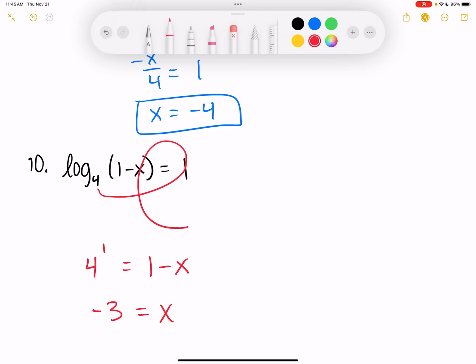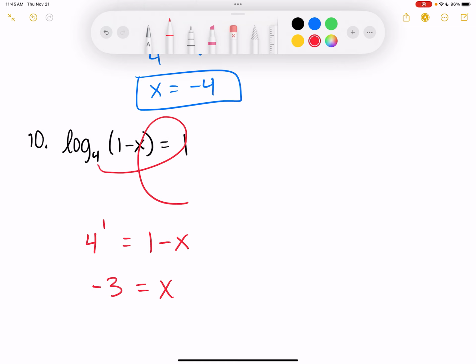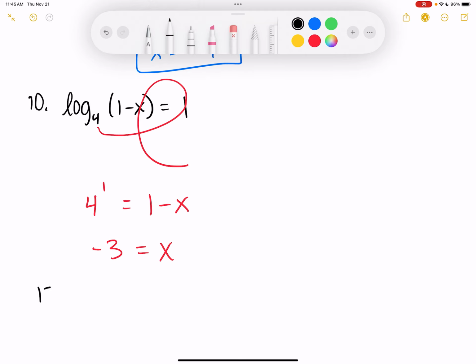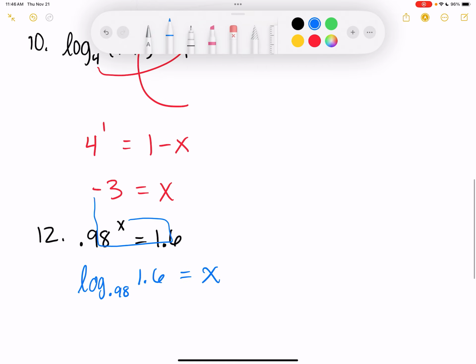All right, the next ones are more like decimals and stuff involved, but we're doing the exact same thing. So number 12, 0.98 raised to the x equals 1.6. So this is an exponential. We need a log to solve it. So we come down here, make the L. So log base 0.98 of 1.6 equals x. And then you just need to type that in.